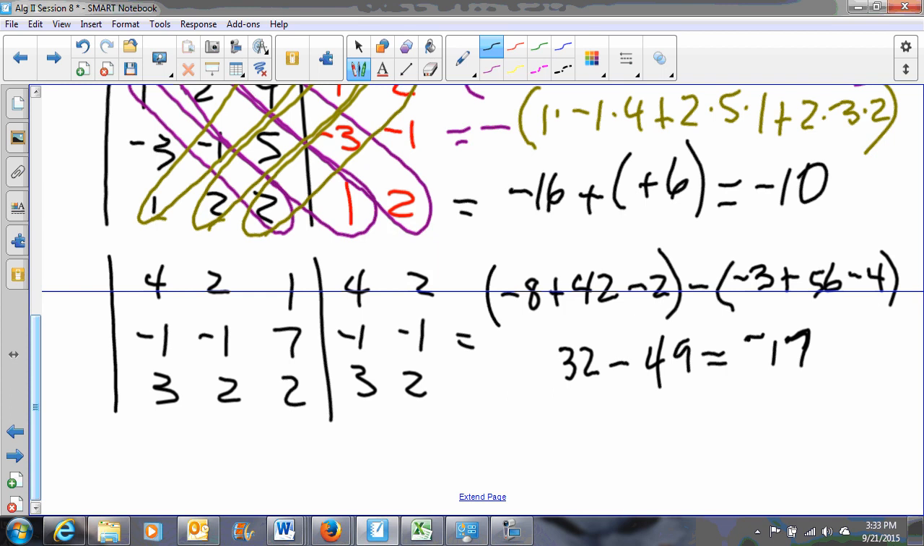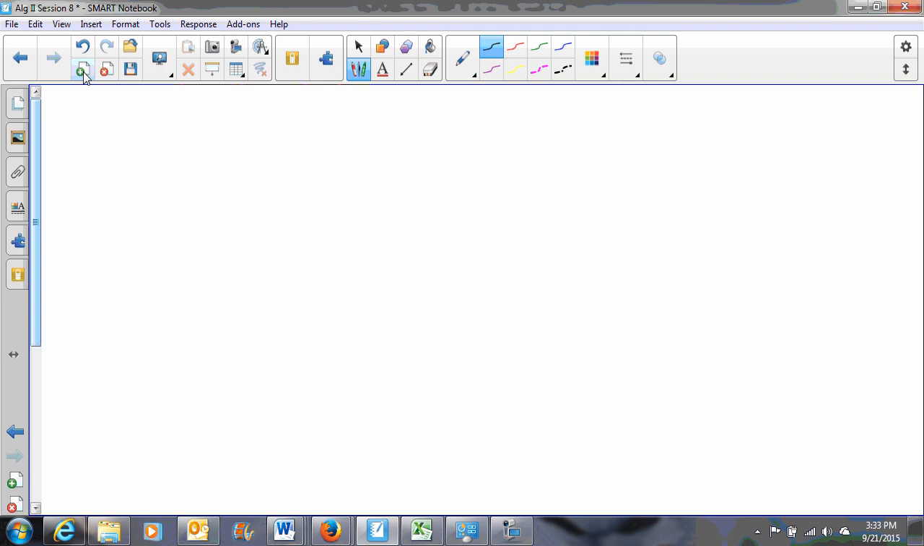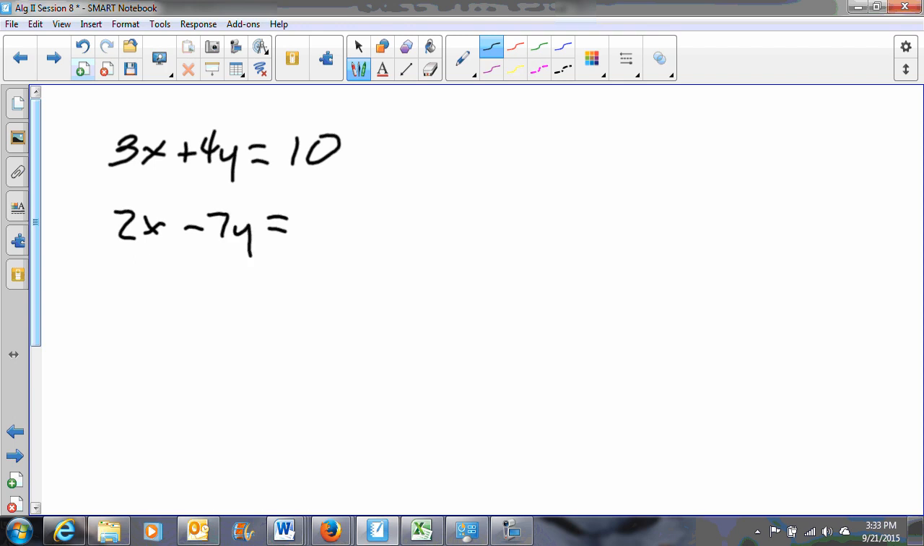Now, let's take a look at solving a system of simultaneous equations using Cramer's rule. First of all, let's use a 2 by 2 system. How about 3x plus 4y is equal to 10, and 2x minus 7y is equal to negative 3. Now, I trust this one has a nice solution.